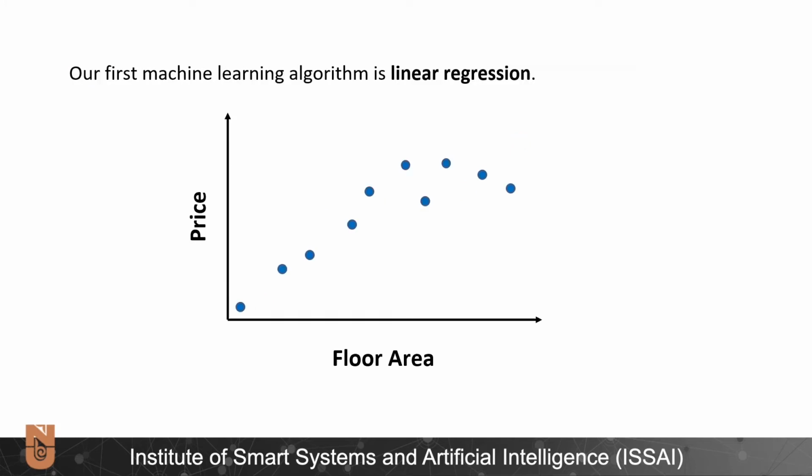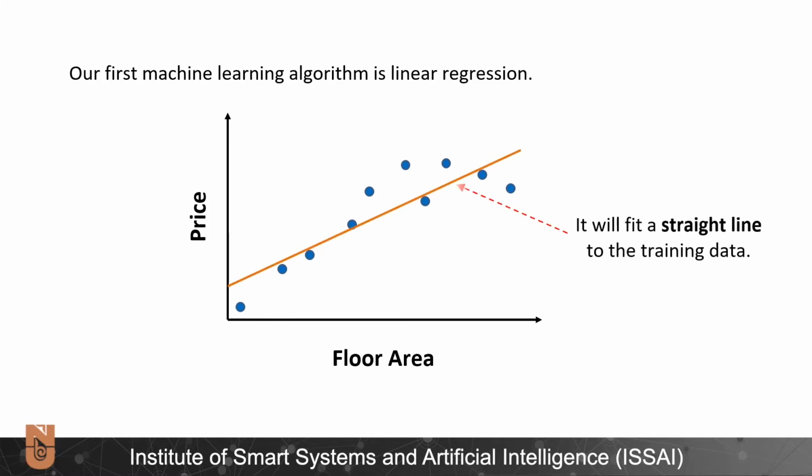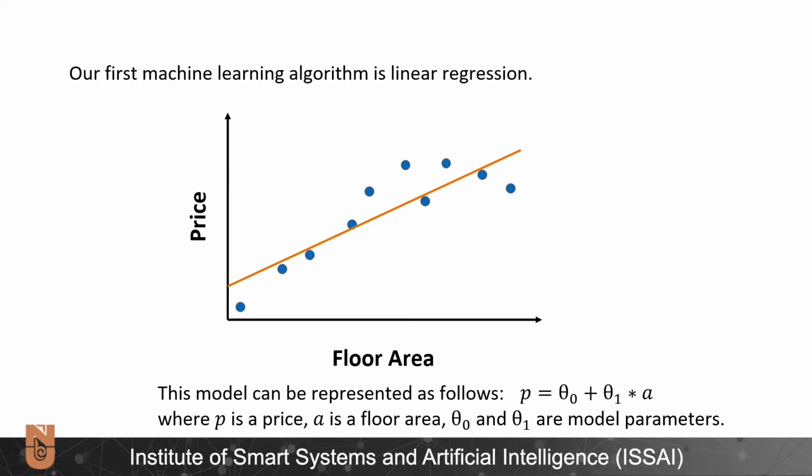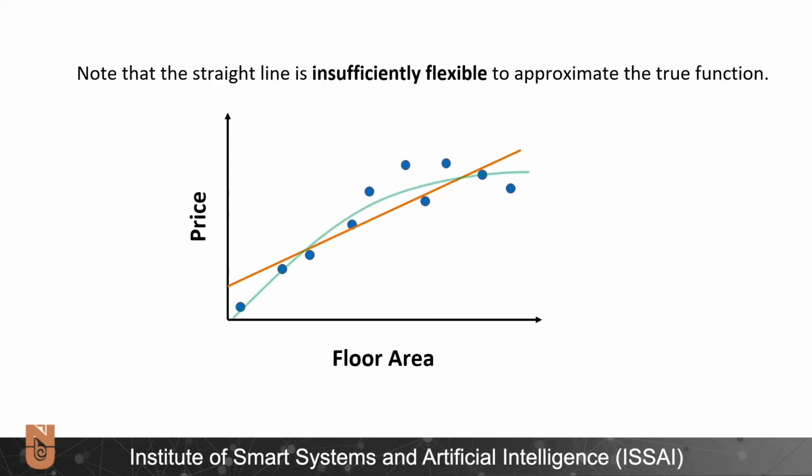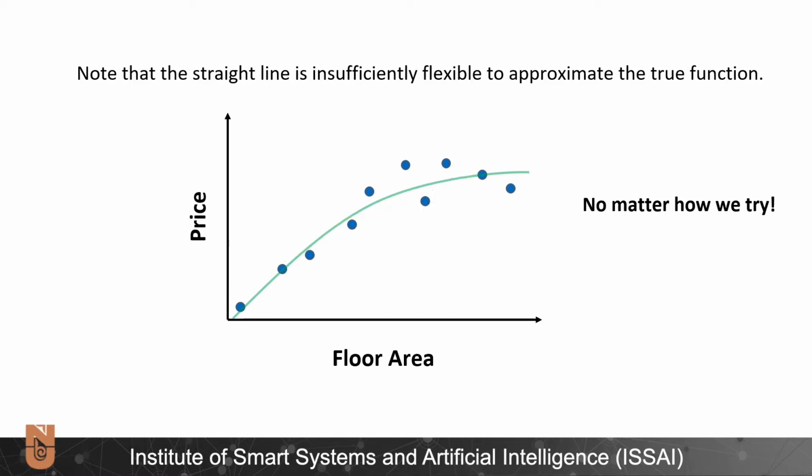Our first machine learning algorithm is linear regression. It will fit a straight line to the training data. This model can be represented as follows, where P is a price, A is a floor area, and θ0 and θ1 are model parameters. By using this linear regression model, we can estimate the price of a house based on its area as follows. Note that the straight line is insufficiently flexible to approximate the true function, no matter how we try.